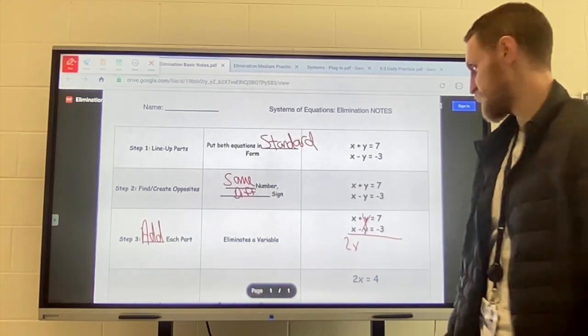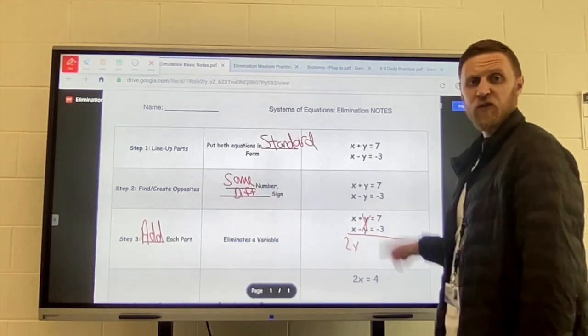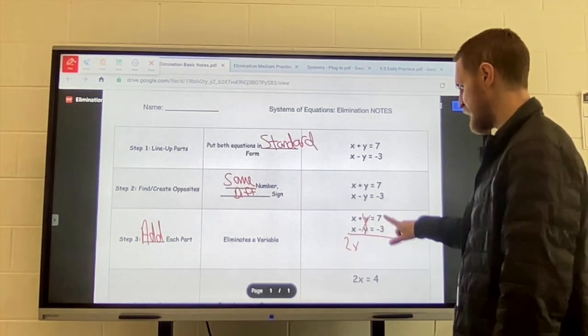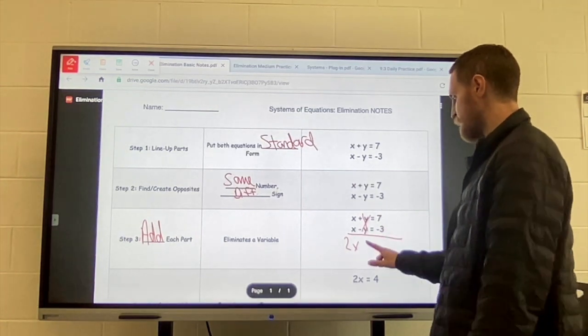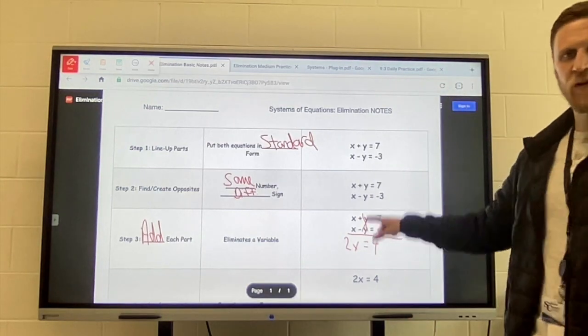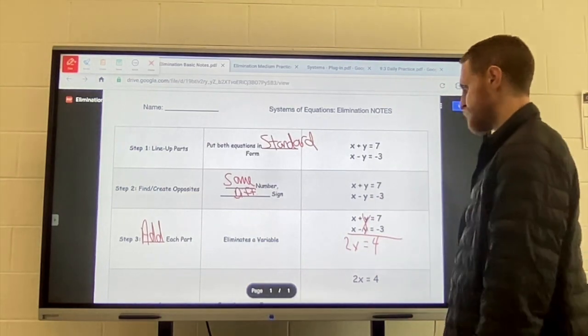That's where the name comes from. And then we also want to make sure you do the same thing with the numbers. Sometimes people forget to do this on the other side of the equal sign. So 7 plus -3 is a +4. So when we add up all of our parts, we have a 2x and we have a 4.